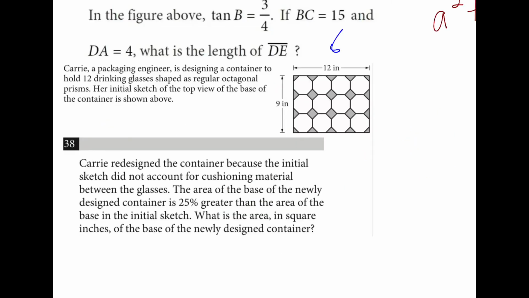So we have a container that didn't account for cushioning, so we didn't make it bigger. The original area was 12 times 9, so 108. We want to have one that's 25% greater, so we multiply by 1.25. That's 135, the new area.